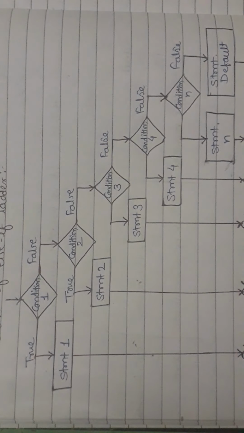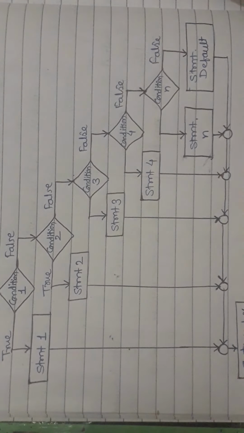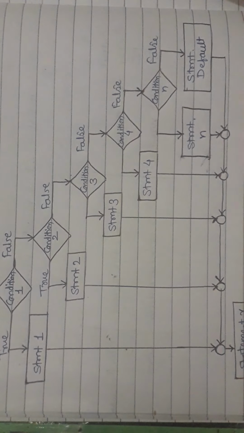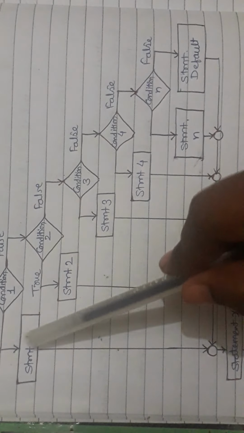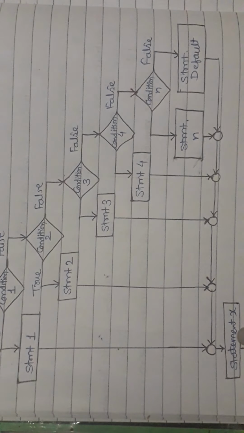In this flowchart, it starts from condition 1. If condition 1 is true, then it will execute statement 1, and after executing statement 1, control goes to statement X.